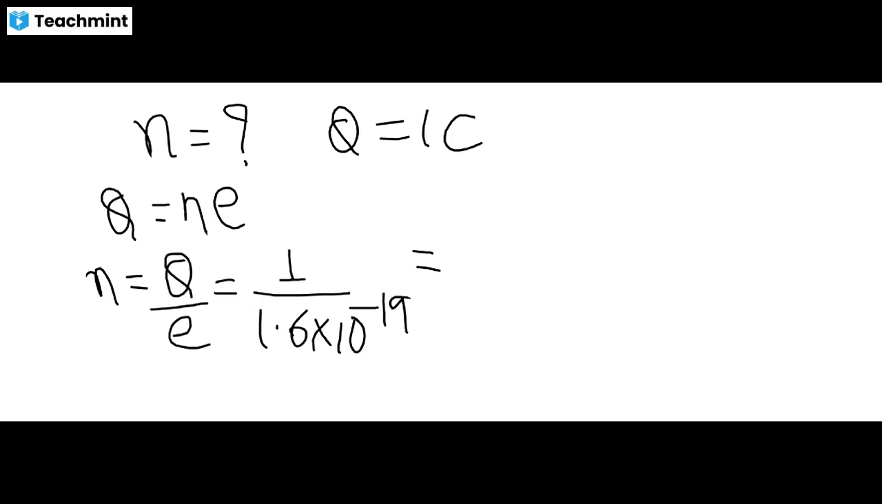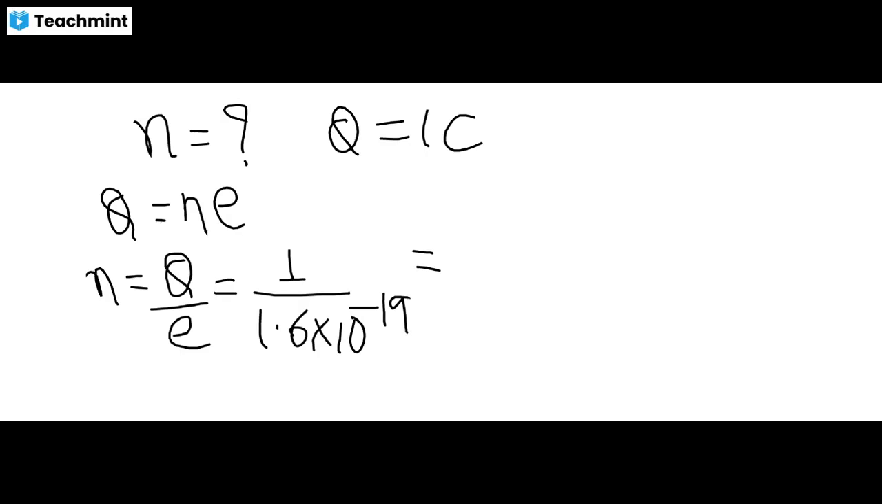It takes 2 seconds for a charge of 4 coulomb to flow in a circuit. Time is 2 seconds. Charge is 4 coulomb. You should calculate the current. Two ampere. Okay, 2 ampere.